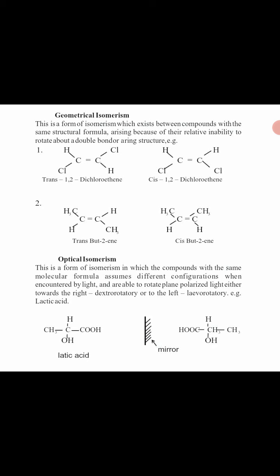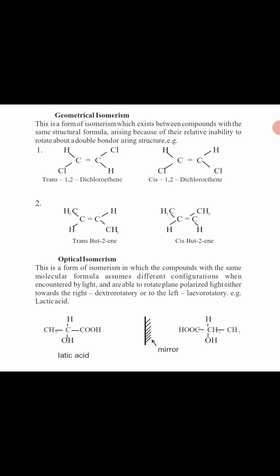Then the third one, quickly, is optical isomerism. It's a form of isomerism in which compounds with the same molecular formula assume different configurations when encountered by light. The key word here is light, and they are able to rotate plane polarized light either towards the right. When they rotate plane polarized light towards the right, that becomes dextrorotatory optical isomerism. And when it's towards the left, it's called laevorotatory optical isomerism.